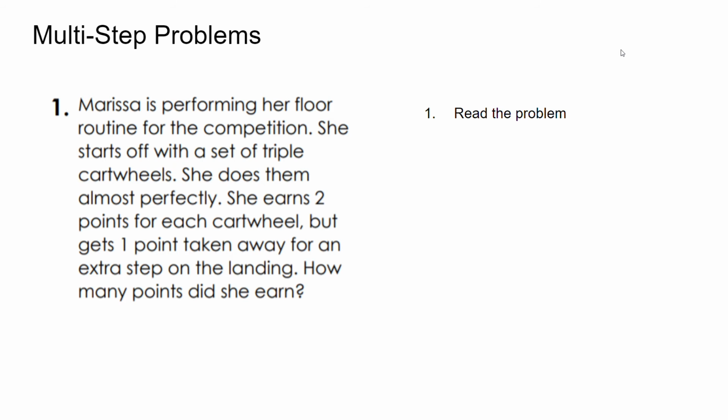Oh, last sentence again. How many points did she earn? So we are finding how many points Marissa earned. So we're going to write a neat little sentence saying Marissa earned blank points, because then the number we find is going to fill that blank in, and then we're going to have our answer. So now we're going to do the third step, which is we're going to go back in the problem and find out what they told us, what other numbers they gave us.